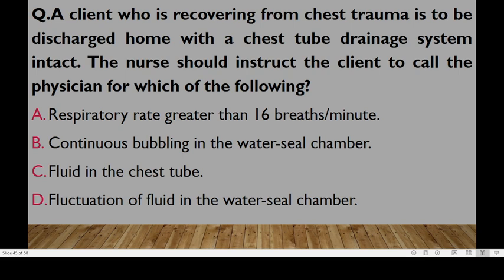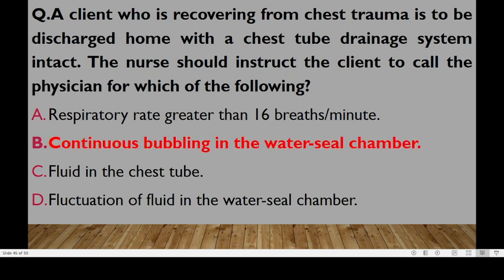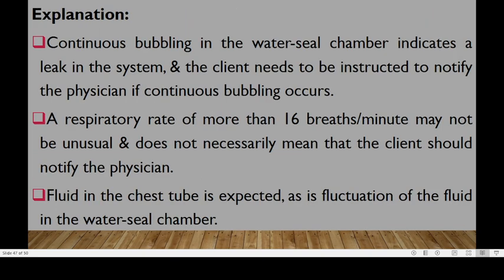We have a client who is recovering from a chest trauma and is to be discharged home with a chest tube drainage system. The nurse should instruct the client to call the physician for which of the following signs? Respiratory rate greater than 16, continuous bubbling in the water seal, fluid in the chest tube, or fluctuations of fluid in the water seal, right? Okay, the nurse should call for the continuous bubbling in the water seal chamber. Remember, continuous bubbling in the water seal chamber will indicate that there is a leak in the system, and the client needs to be instructed to notify the physician if continuous bubbling occurs.